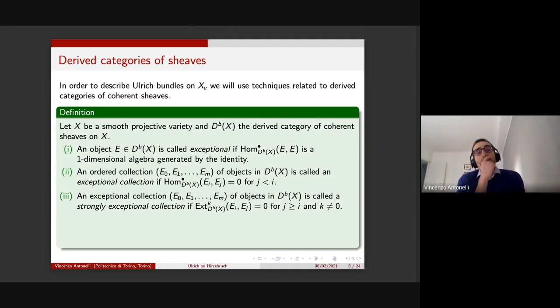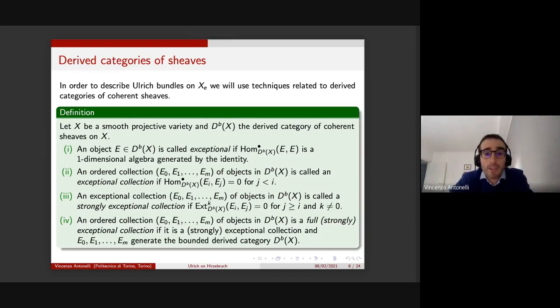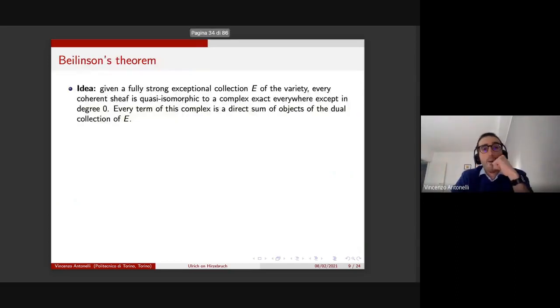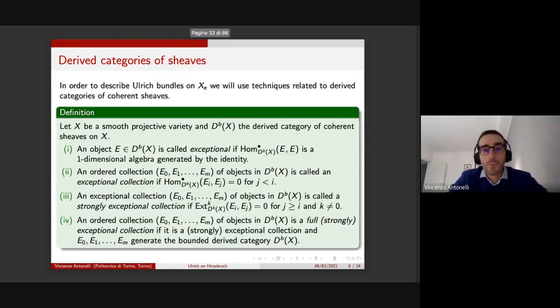Actually, there's another condition, which is being strongly exceptional, and in this case, you also require that there's no Ext from left to right. So you can have some homomorphisms from left to right, but no higher Ext. And an ordered collection is said to be full if it generates the bounded category of sheaves. So your objects are exceptional here.